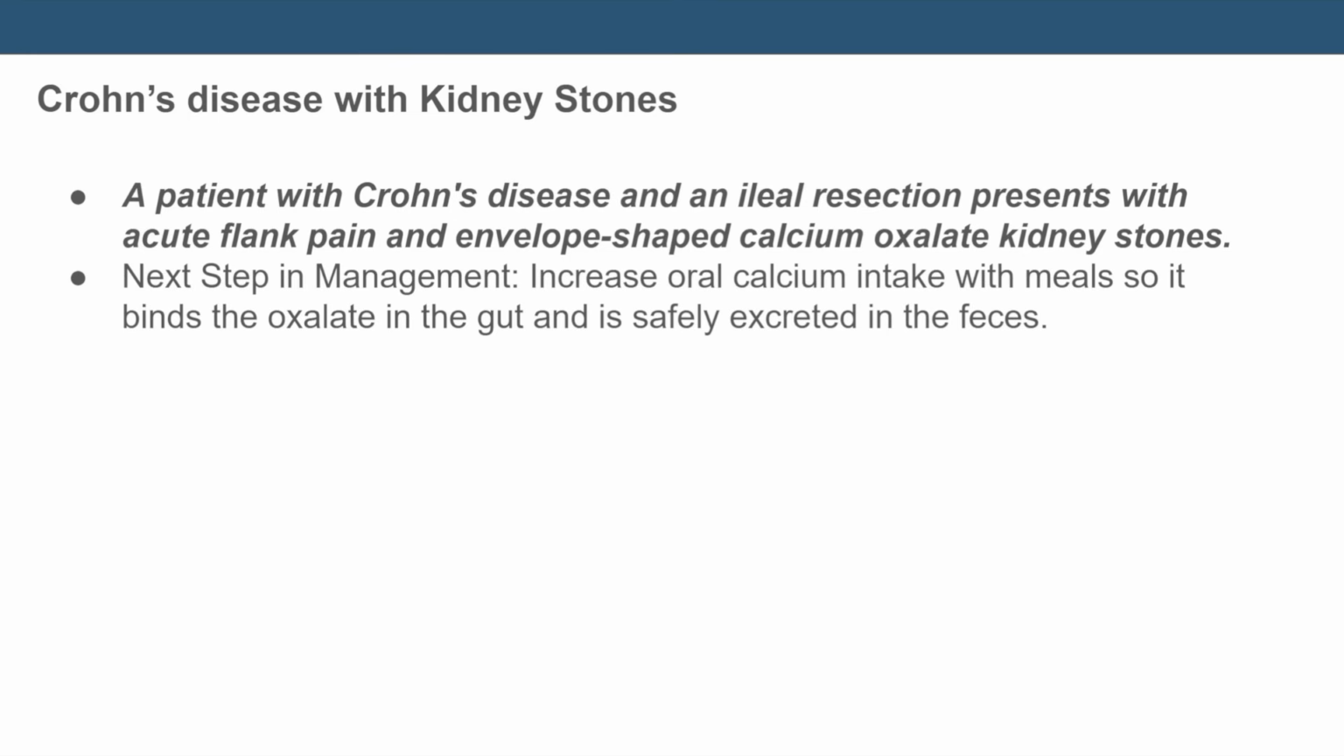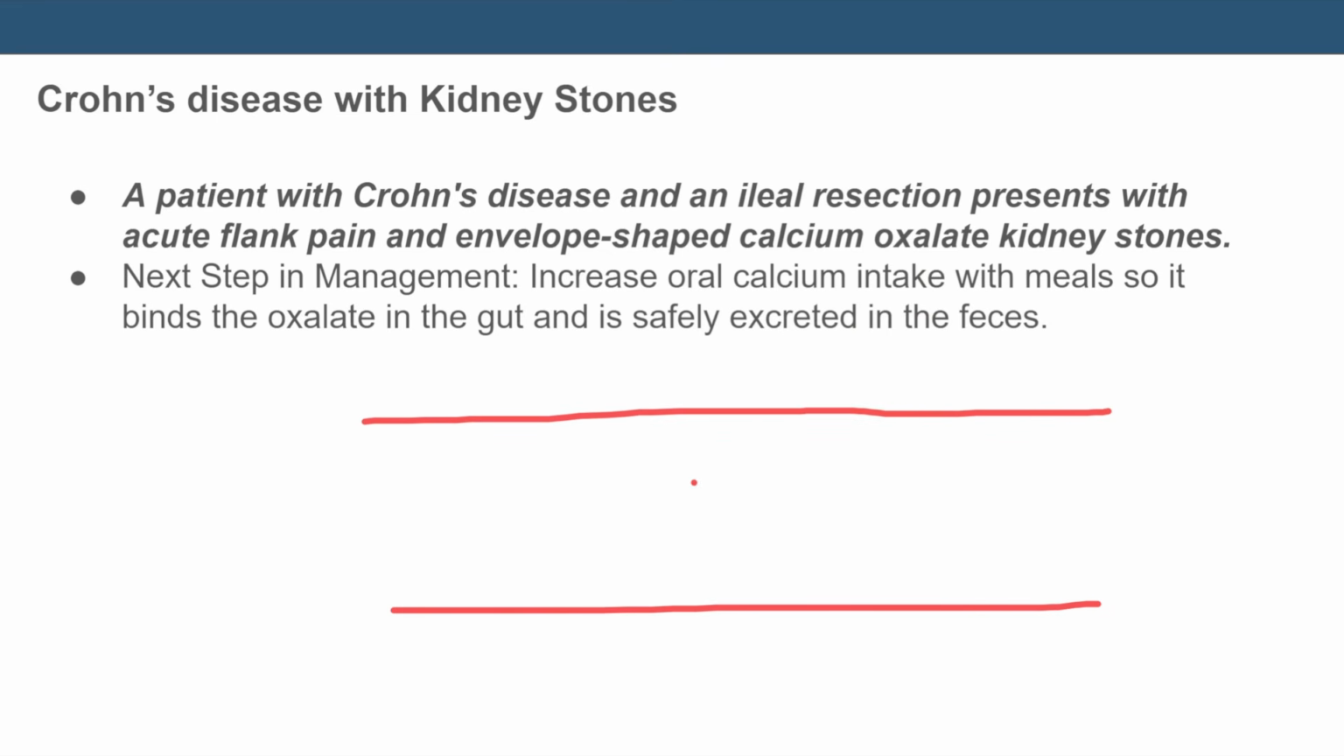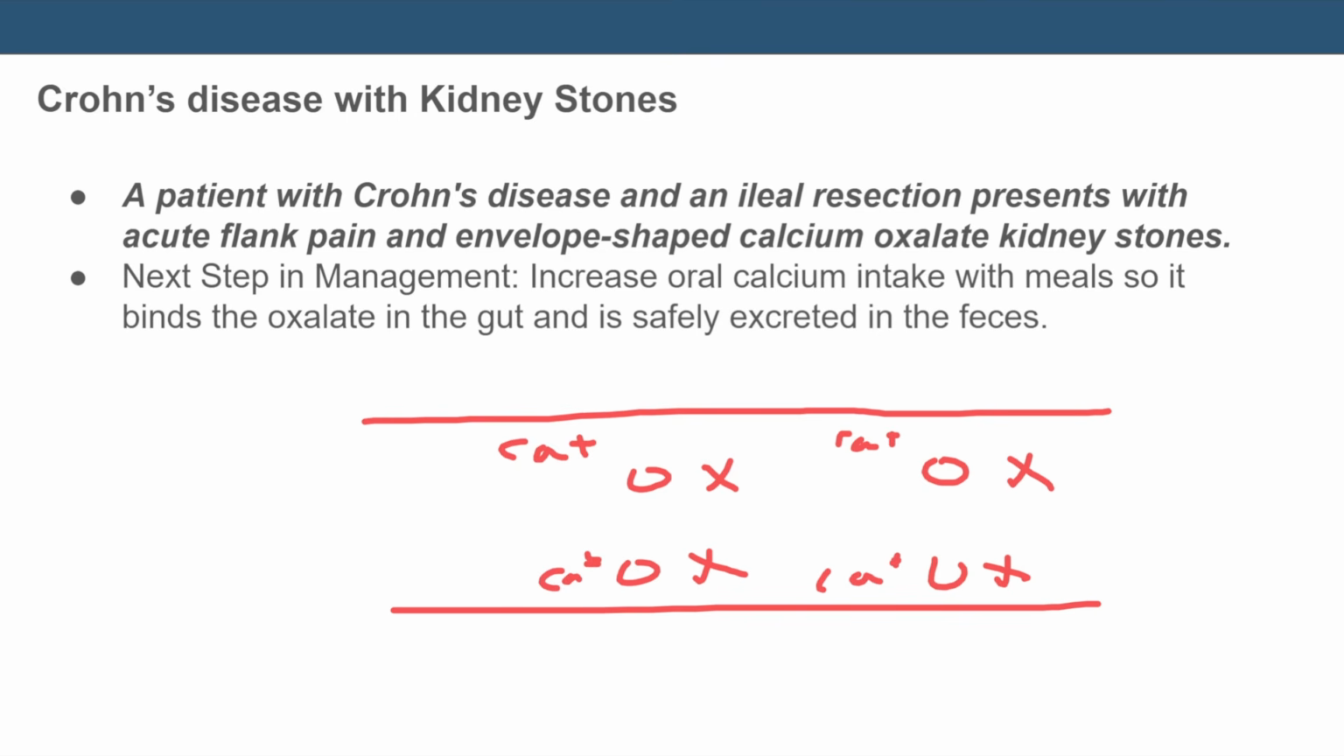Why? In a healthy intestine, dietary calcium binds directly to oxalate to form an insoluble complex that is safely excreted in the feces. Okay, so if I draw it right now, let's say this is the gut. Usually with oxalate, let's say there are 4 oxalate particles right here. In a healthy intestine, the calcium is going to bind to that. They are going to form an insoluble complex that is safely excreted in the feces.